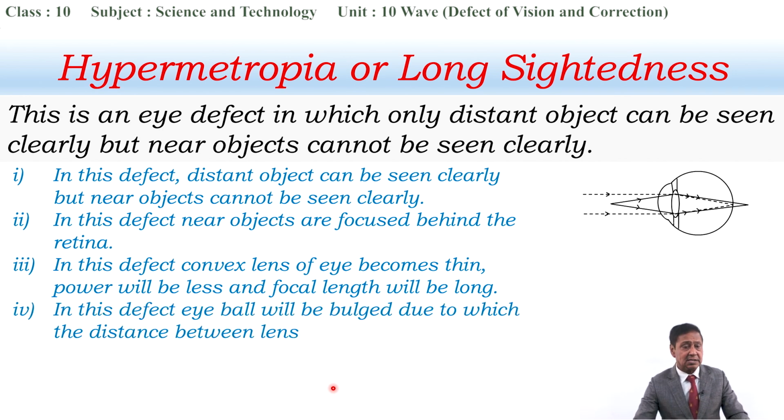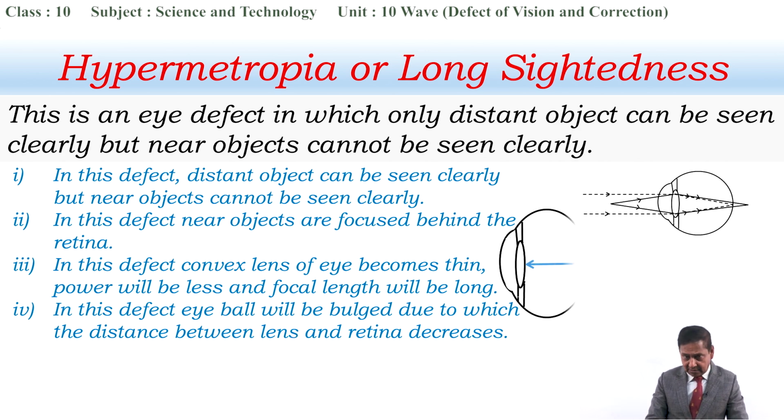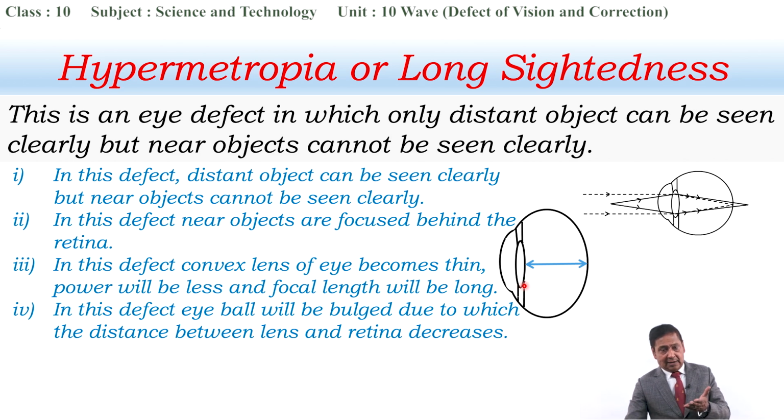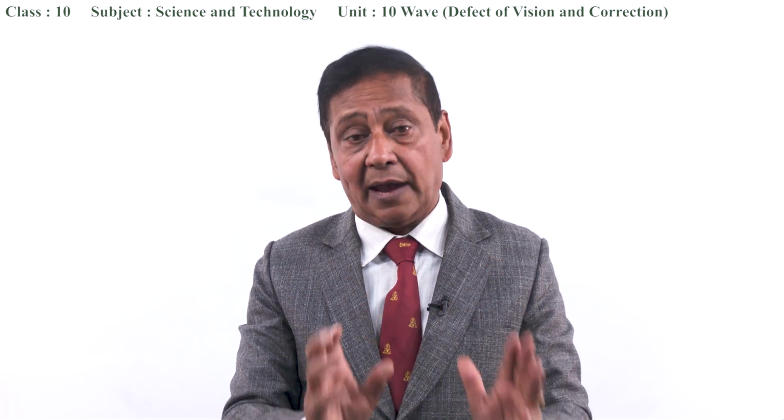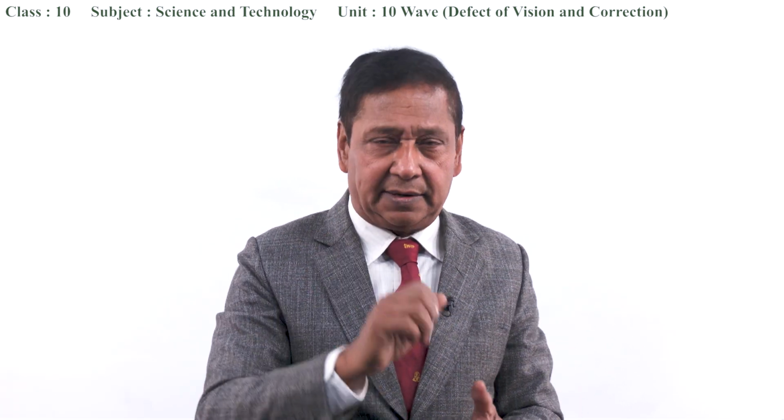Now next, in this defect, the eyeball will be bulged, due to which the distance between lens and retina decreases. And this is the diagram which I made in the previous slide also. Look at this. The distance between lens and retina is short, isn't it? Instead of the image falling on the retina, it now goes behind because this distance is short. These are the characteristics related to hypermetropia or long-sightedness. After the characteristics of hypermetropia, now we have to go through correction.